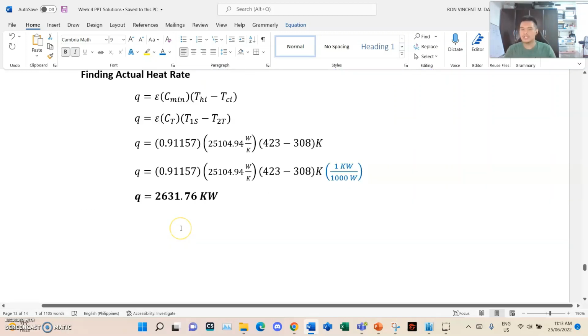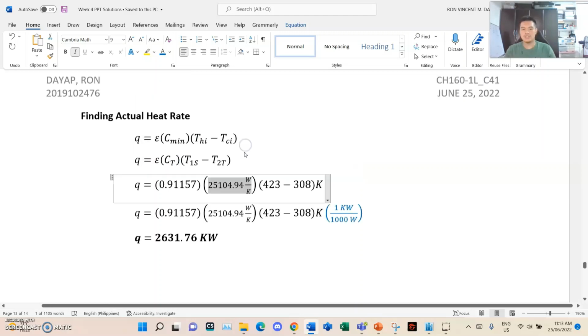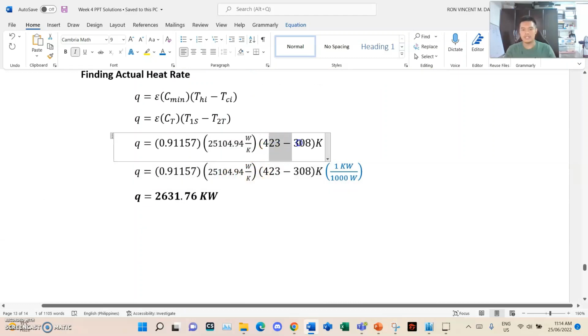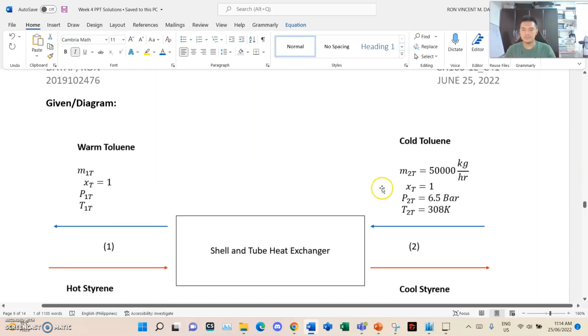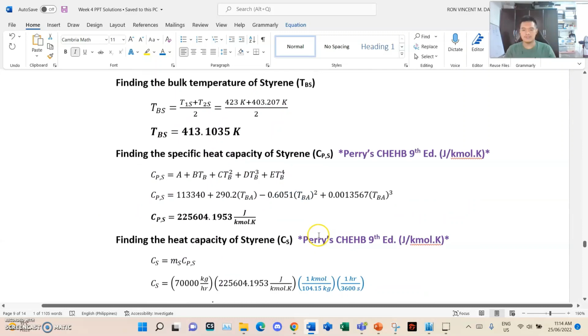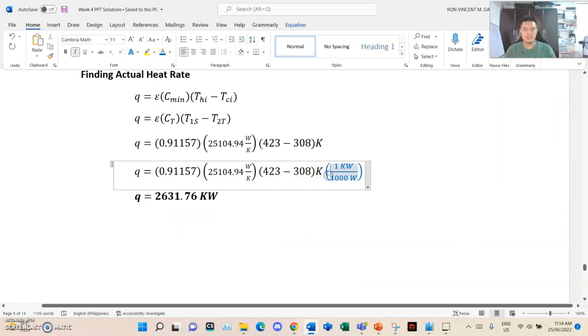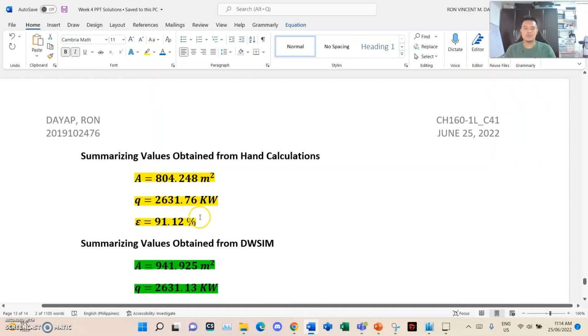Then finding the actual heat rate is using this formula: effectiveness times the minimum heat capacity times the maximum temperature difference, which is the hot inlet minus the cold inlet, or T1S minus T2T. So substituting everything, the minimum heat capacity is the heat capacity of toluene, 25104.94, and the maximum temperature difference based on the given is 423 Kelvin minus 308 Kelvin. Converting it into kilowatts, I would find that the actual heat rate is 2,631.76 kilowatts.